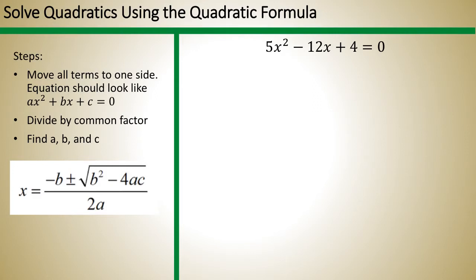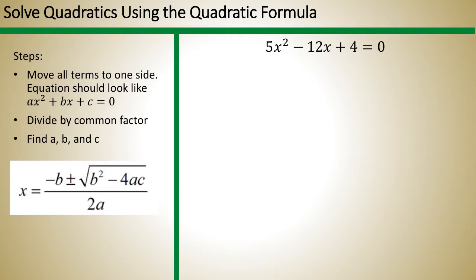Our steps are we're going to move all terms to one side of the equation, and it should look like ax squared plus bx plus c is equal to 0. I have to have 0 on the right side in order to use the quadratic formula.